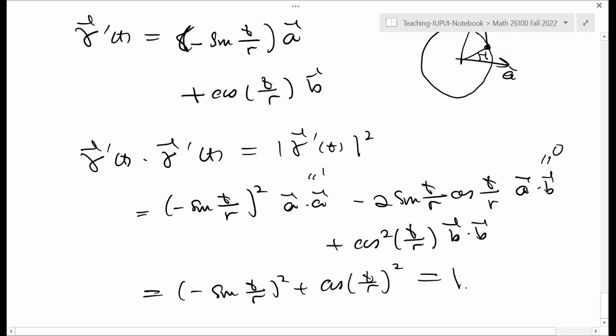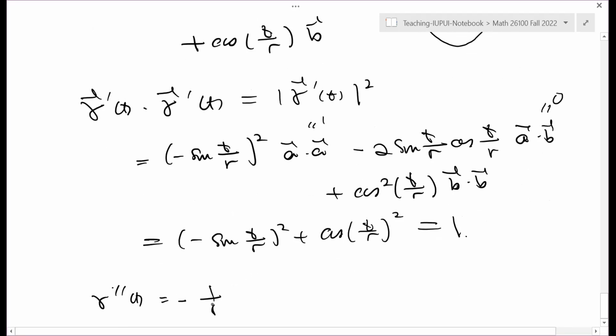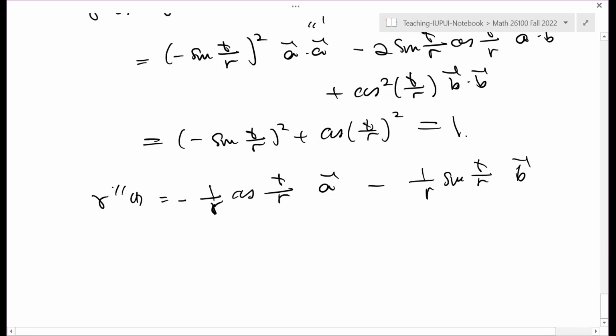So what is our second derivative? You can continue to differentiate. It's going to be negative 1 over r times cosine t of r times a, and negative 1 over r times sine t of r times b. So the second derivative is not a unit vector, and the length is going to be 1 over r. It's always a constant.